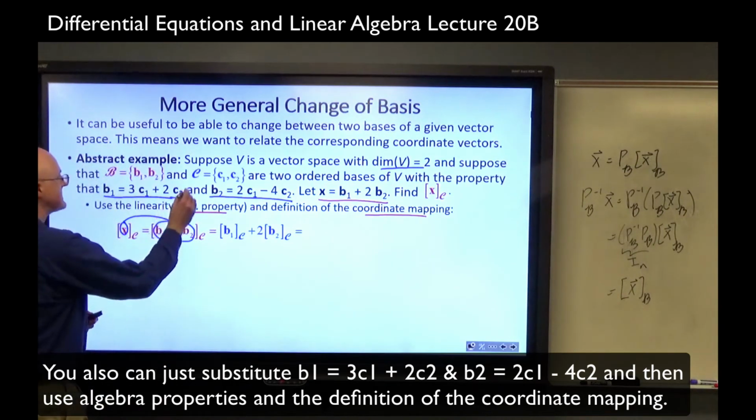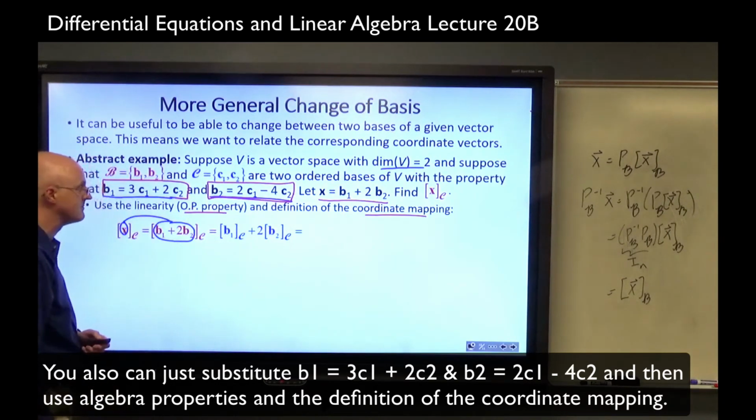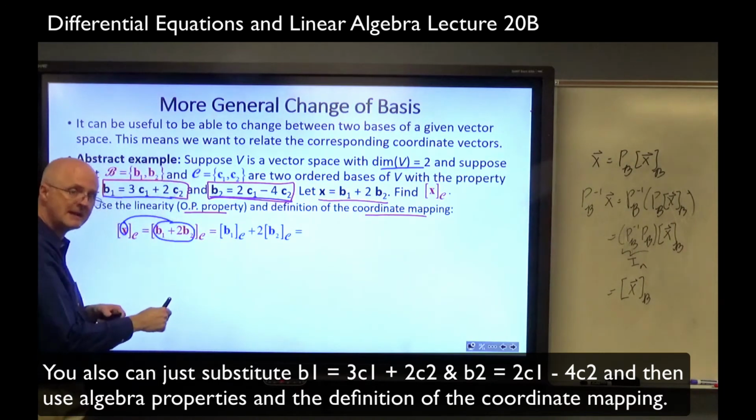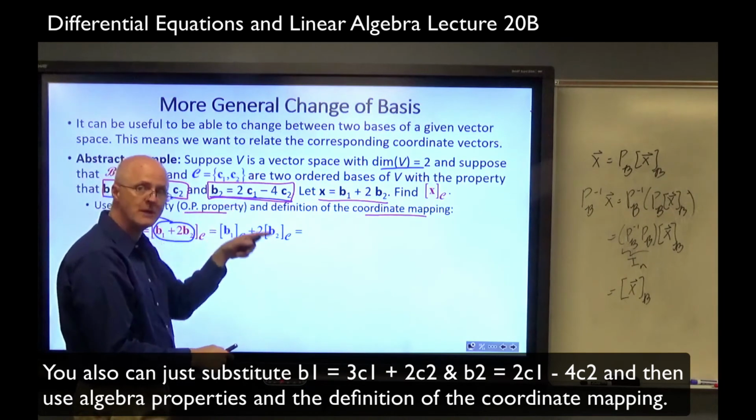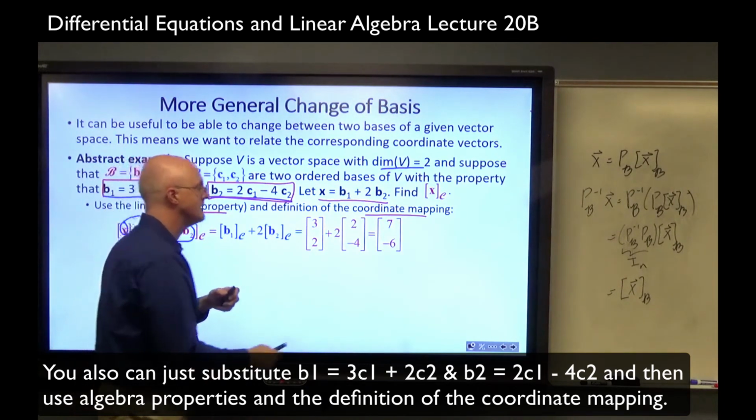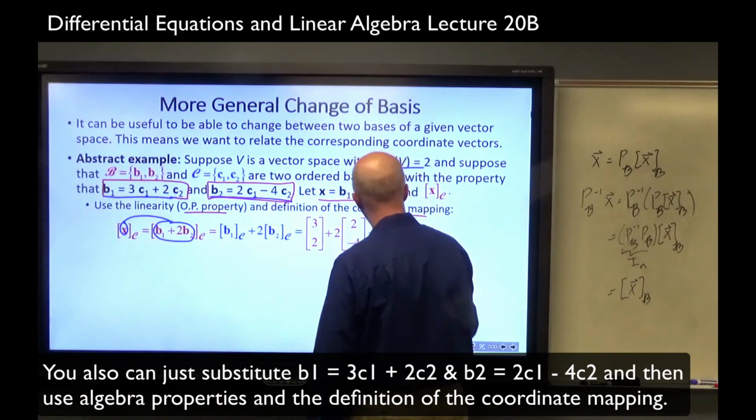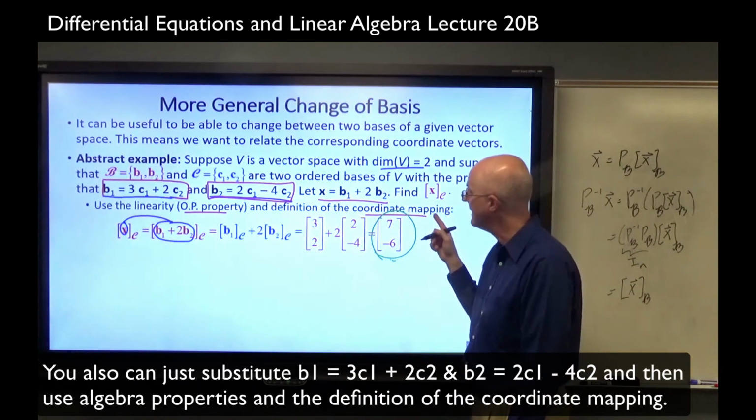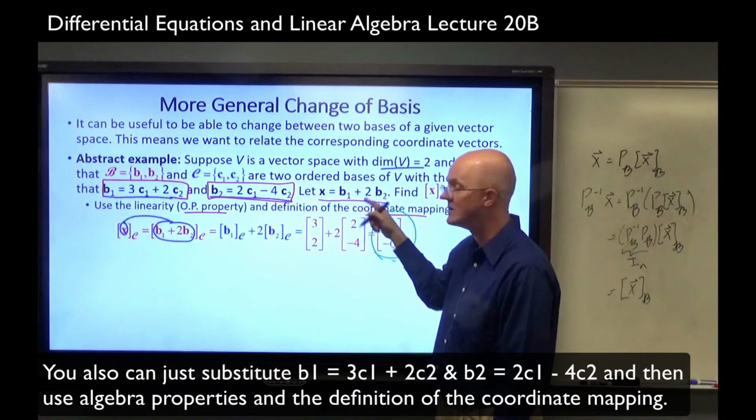And these equations here and here are going to help me find those coordinate vectors. This coordinate vector will be, look at these coefficients, 3, 2 as a column vector. And this coordinate vector as a column vector will be 2, negative 4. Plug those in. Simplify. You get this. And that's the answer. That's the coordinate vector of X with respect to the basis C when I know the coordinate vector of X with respect to the basis B, which is 1, 2.